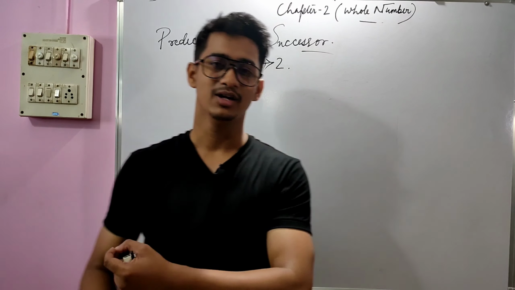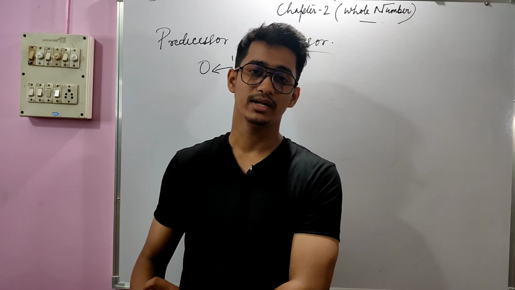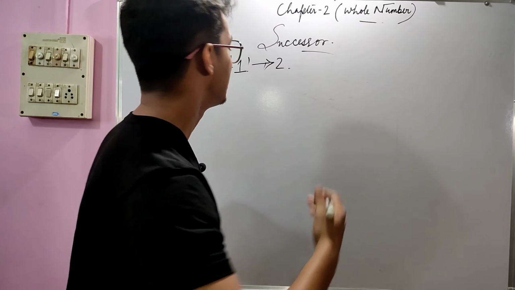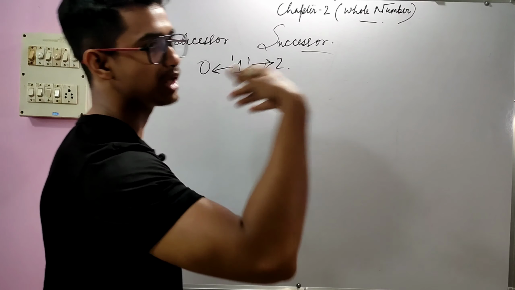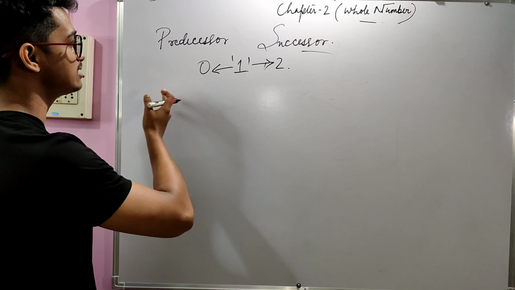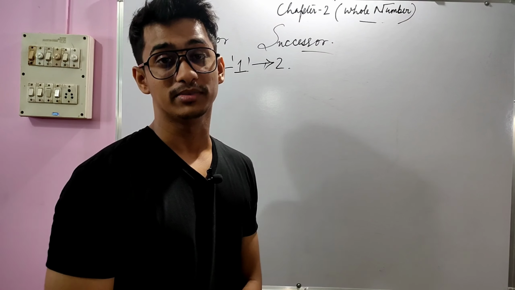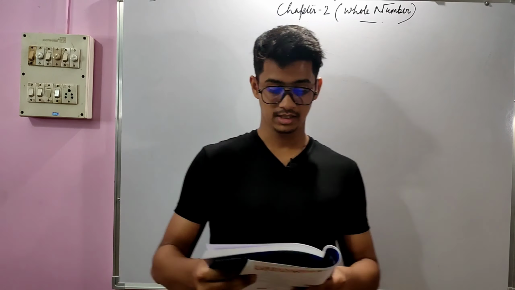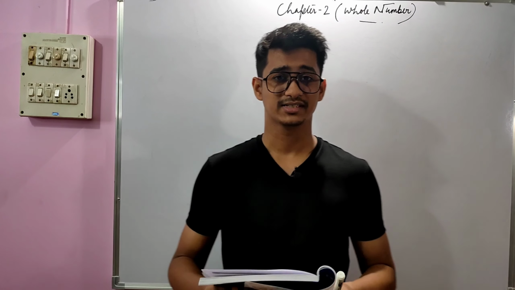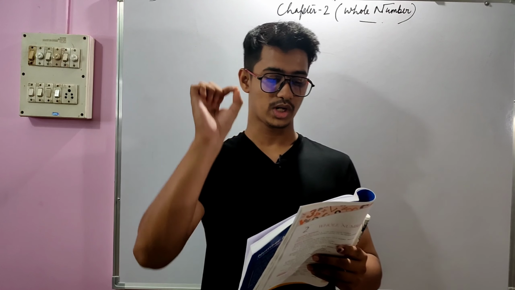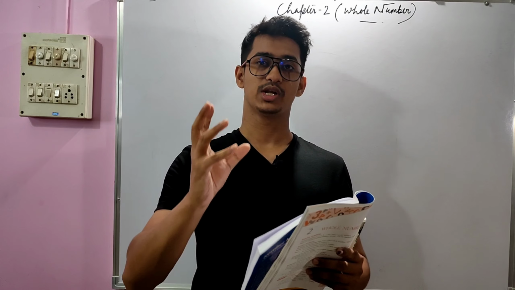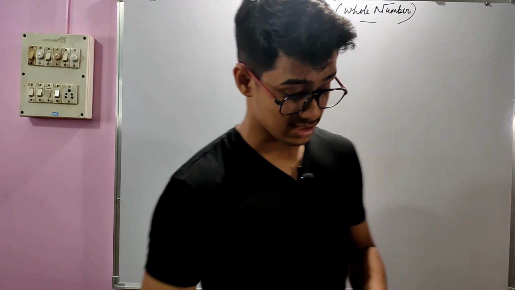Thus you have to add or subtract 1 from the original number in the question. If successor is there, then we have to add 1, and if predecessor is there, we have to subtract 1 from that given number. So that is the concept of predecessor and successor. Now in our book we have exercise 2a. Exercise 2a, question number 1: Which is the smallest whole number?